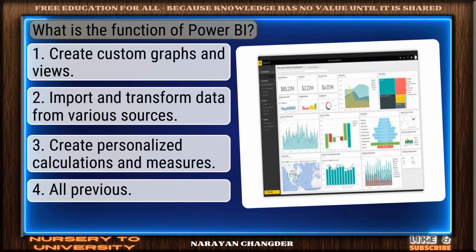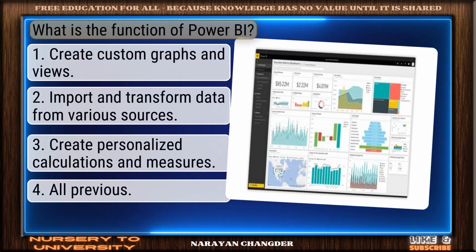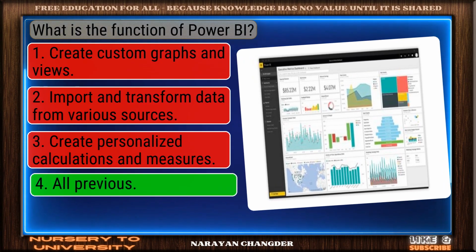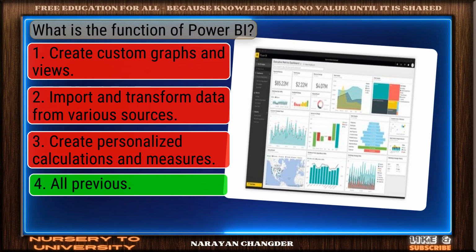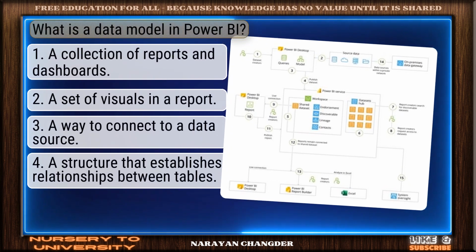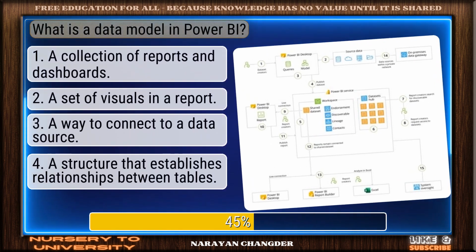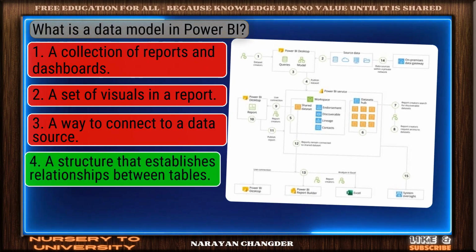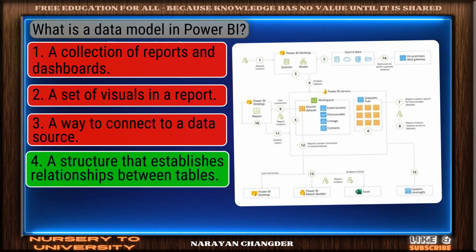Question number 62. What is the function of Power BI? Correct. All previous is the right answer. Question number 63. What is a data model in Power BI? Valid point. A structure that establishes relationships between tables is true.